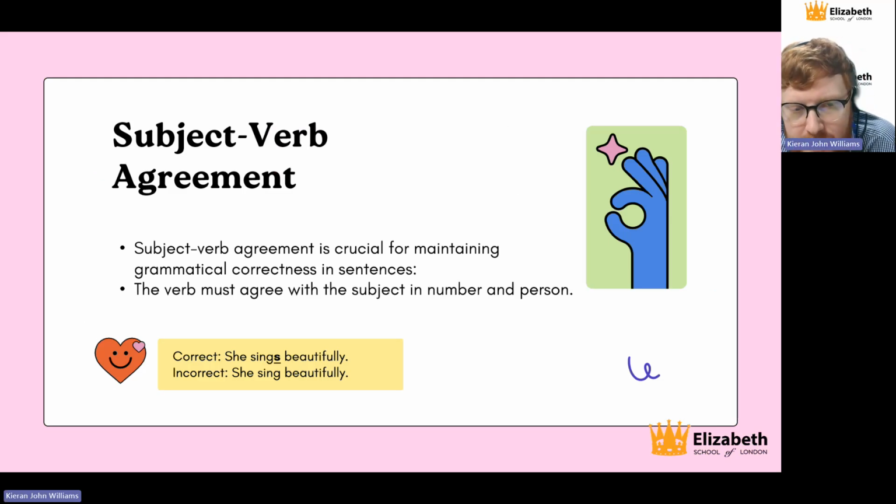Okay, now one thing you need to remember is your verb needs to agree with your subject. In a normal sentence, if we're using I, it would be "I sing beautifully." But if we change the subject to she, it isn't "she sing beautifully," it needs to be "she sings beautifully." So he, she, and it, if they are your subject, then you need to add an S to the end of your verb. Okay.